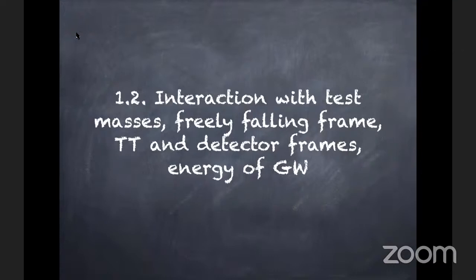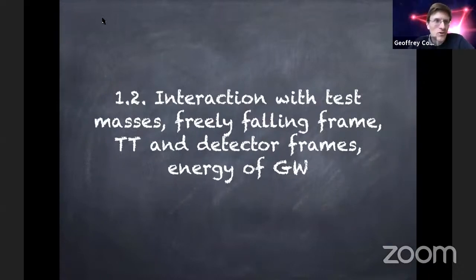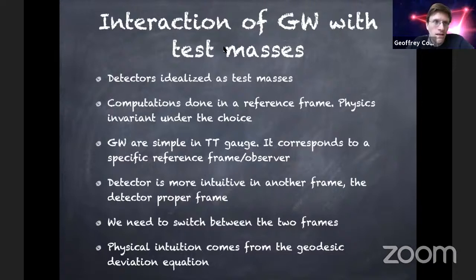Yes. Okay. Good. So now we talk about the free propagation in the vacuum at the linearized level. Now let's talk about interaction with test masses and talk about frames. So detectors, we idealize them as test masses, and we need to think about frames because we always make any observation in a reference frame. We know the physics is invariant under a change of reference frame, but we need to work with frames because we are making detections. So we saw that gravitational waves are very simple in the TT gauge. So now this TT gauge corresponds to a specific reference frame.